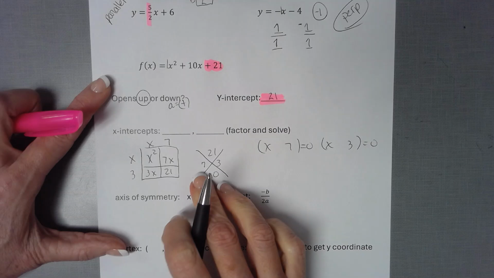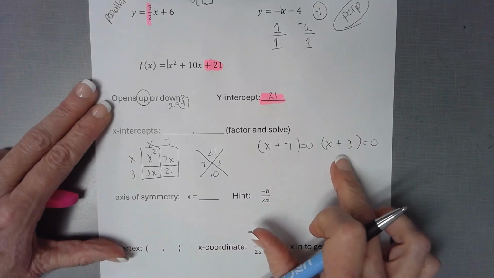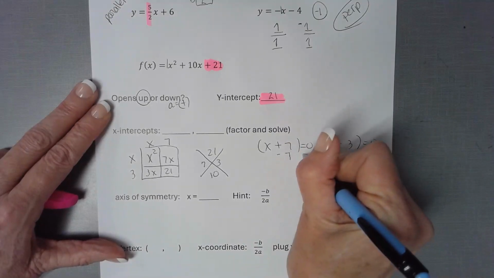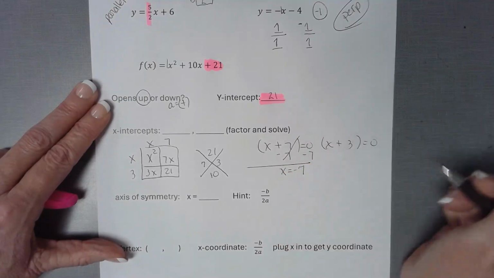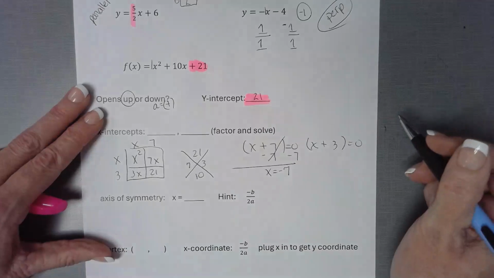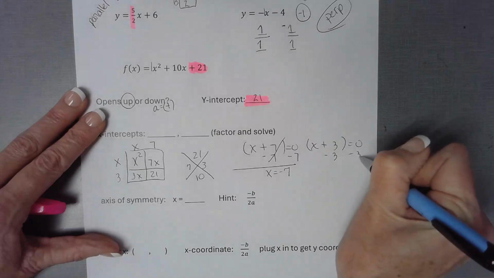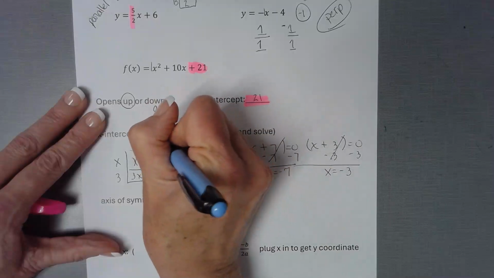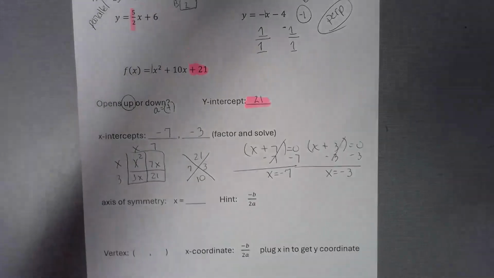Okay. So now the trick is, y'all, not to get confused that these are your x-intercepts. So you haven't solved yet. So when I solve, I have to subtract 7 from both sides. So one of my x-intercepts is -7. And then here I have to subtract 3 on both sides. So my other x-intercept is -3. So we've got -7 and -3 for my x-intercepts.